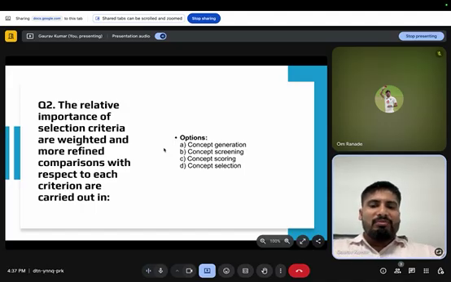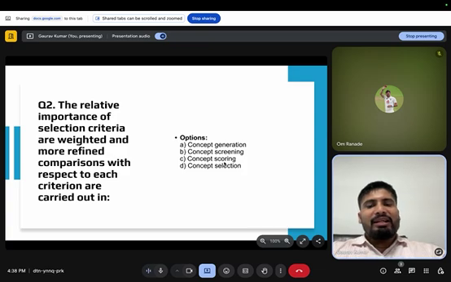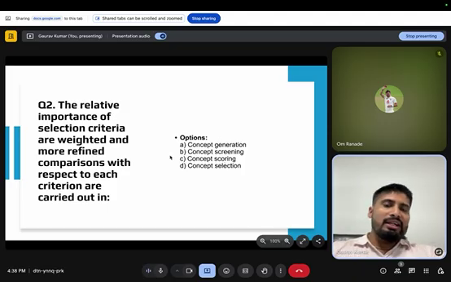Option A, concept generation, deals with idea creation and therefore precedes the evaluation. Option B, concept screening, is primarily an elimination process relying on qualitative judgment rather than quantitative assessment. Option D, concept selection, is an umbrella term that includes both screening and scoring, so it lacks the specificity demanded in this question. So the correct answer is concept scoring, as Om has rightly said.